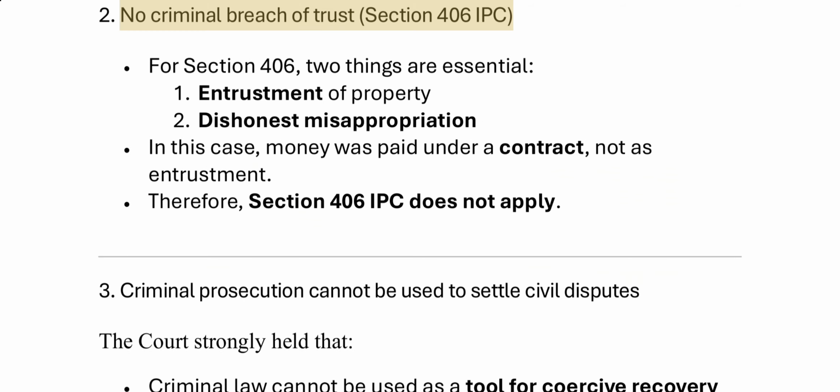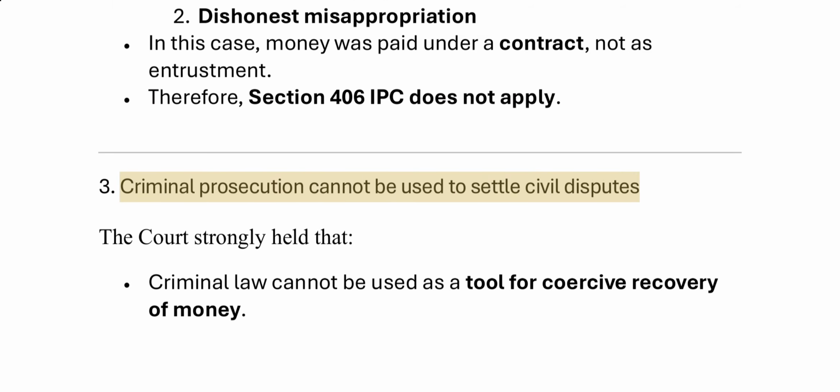2. No criminal breach of trust, Section 406 IPC. For Section 406, two things are essential. 1. Entrustment of property. 2. Dishonest misappropriation. In this case, money was paid under a contract, not as entrustment. Therefore, Section 406 IPC does not apply. 3. Criminal prosecution cannot be used to settle civil disputes.